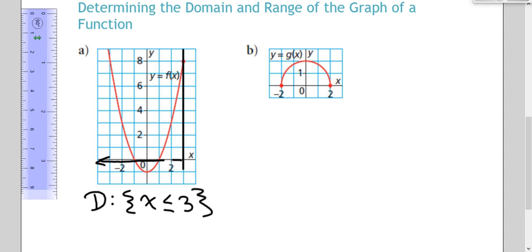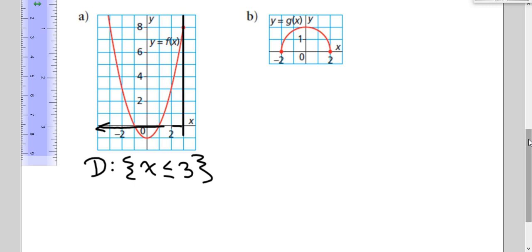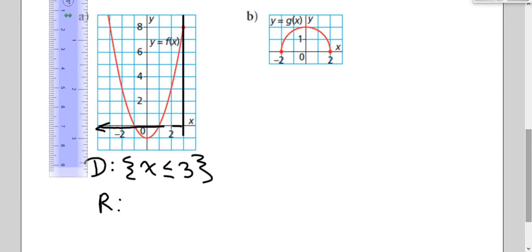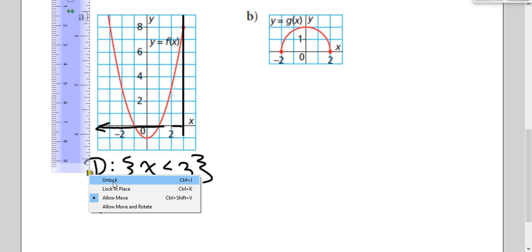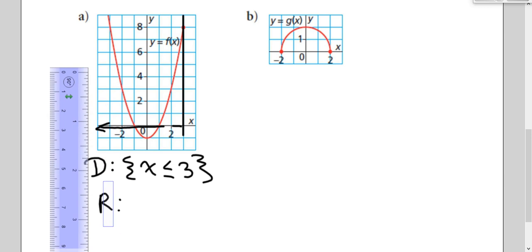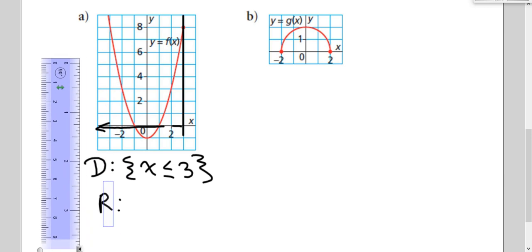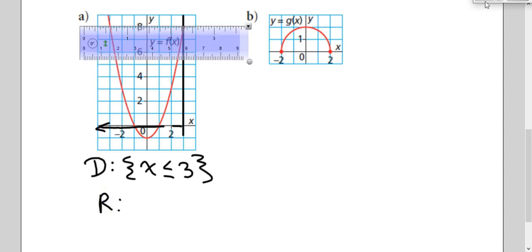Now my range are all of my y values, my dependent values. So then if I use that same mentality, that same line, so we're going to unlock this, and we're going to rotate it somehow. How did I do that last time? I'm going to pause. All right, so the ruler's rotated.